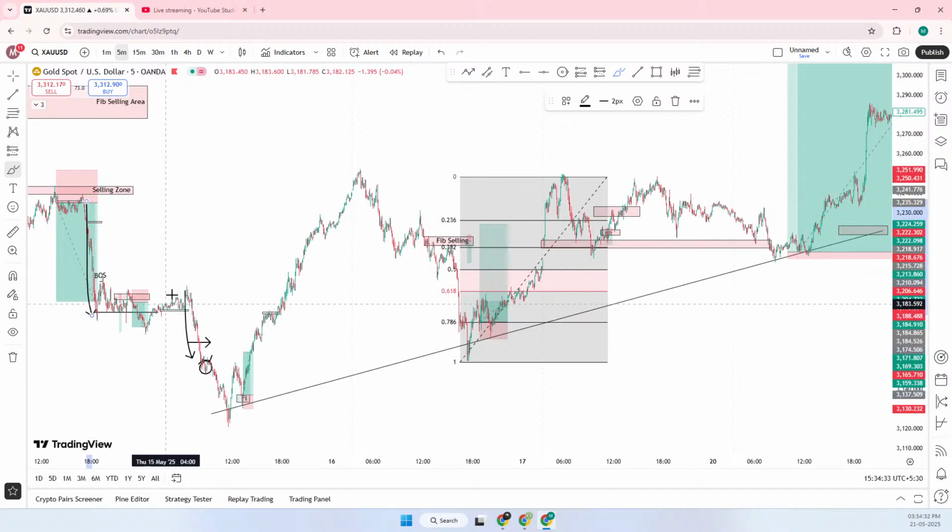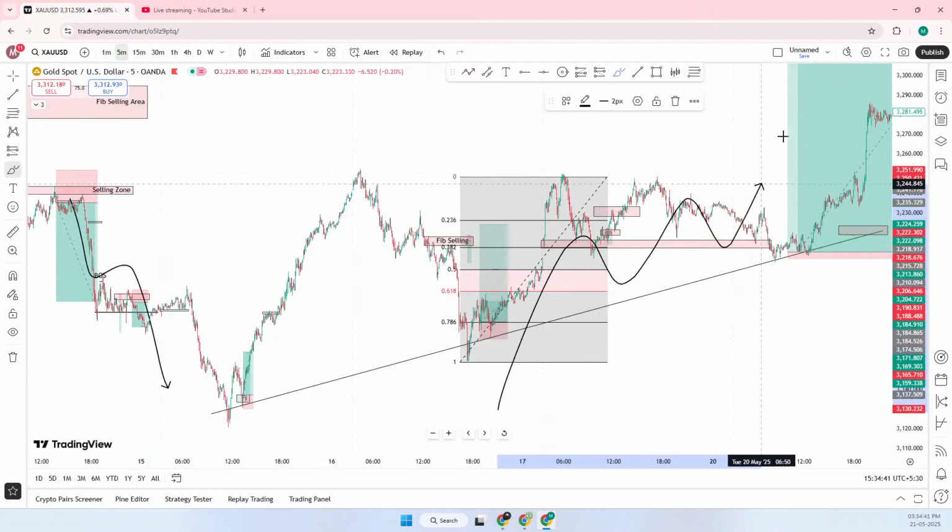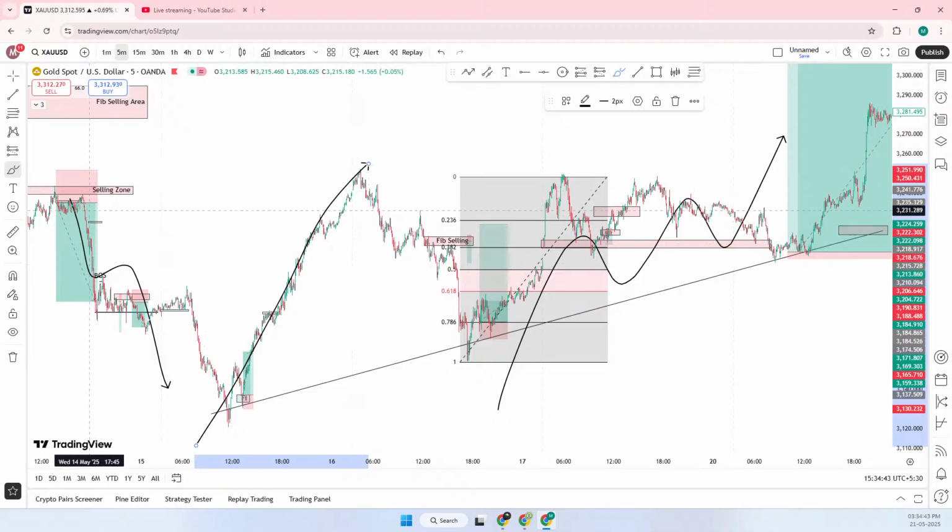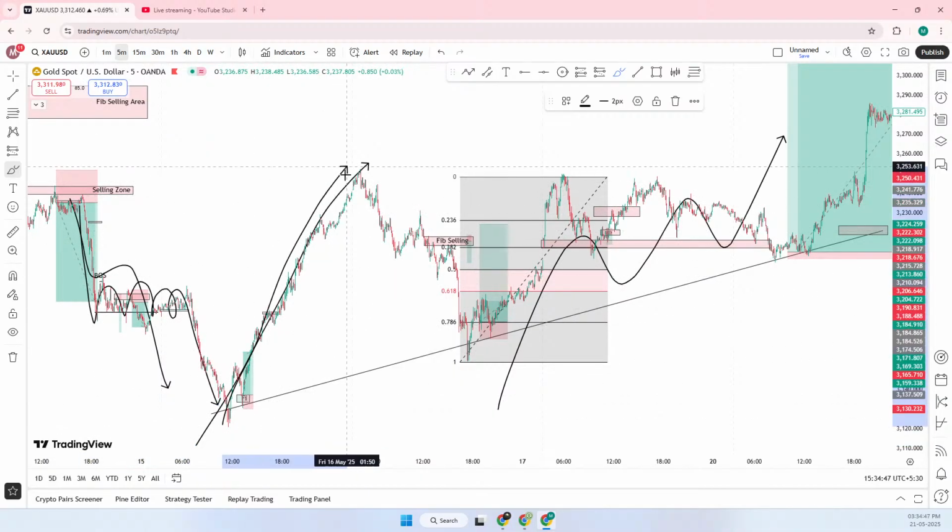See, first move done, second move done. I thought this was the end of the move, but it again continued with downside momentum, right? So here it is the same, but this was the downtrend and this was the uptrend. See, this is the uptrend. See guys, in this fall there is a consolidation and there was a fall, but here there is a strong movement.